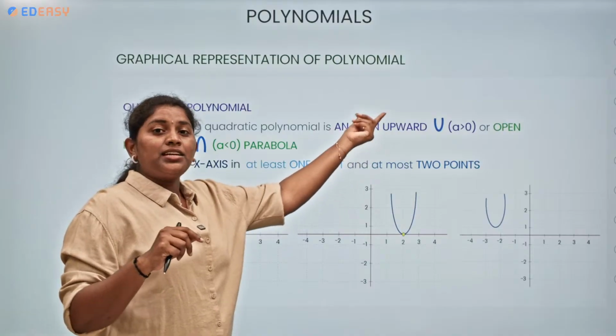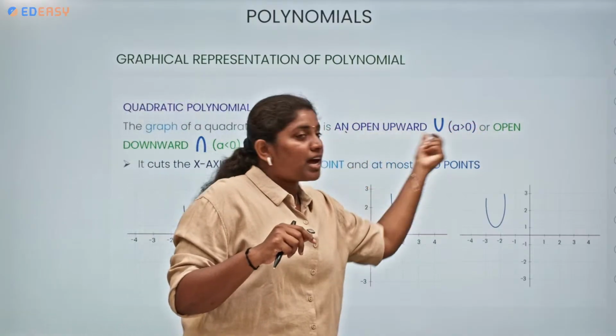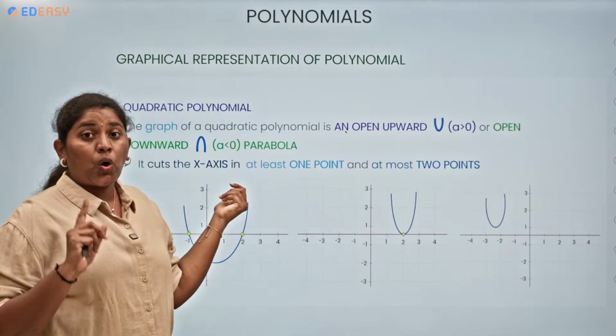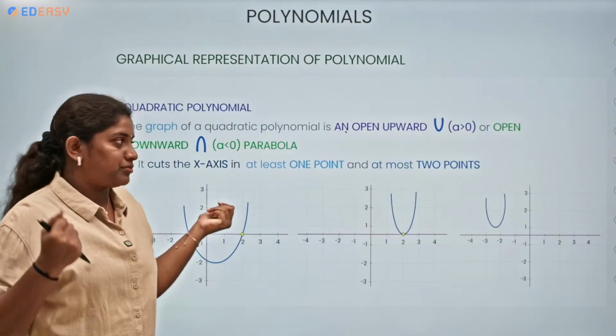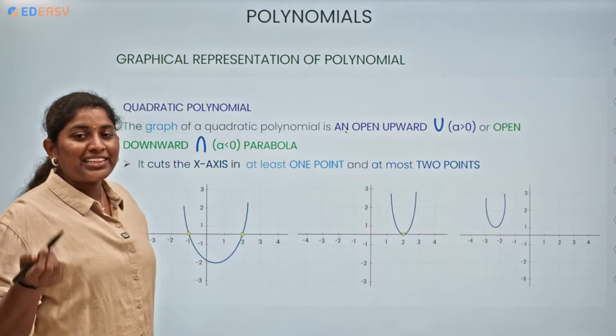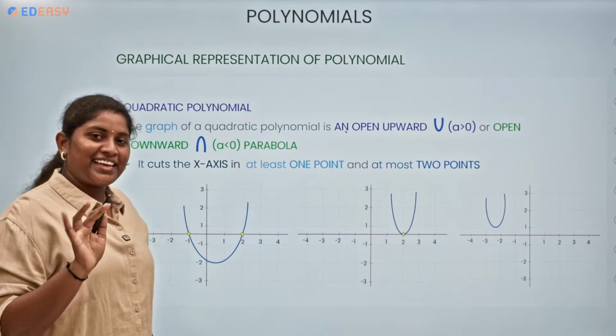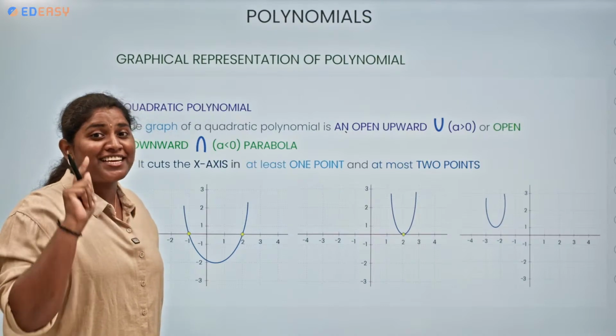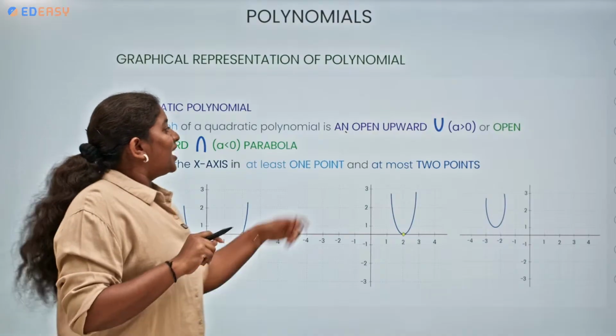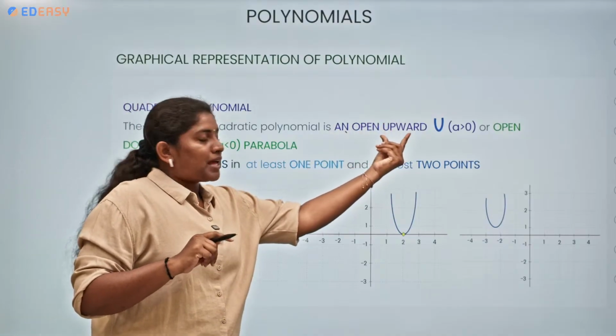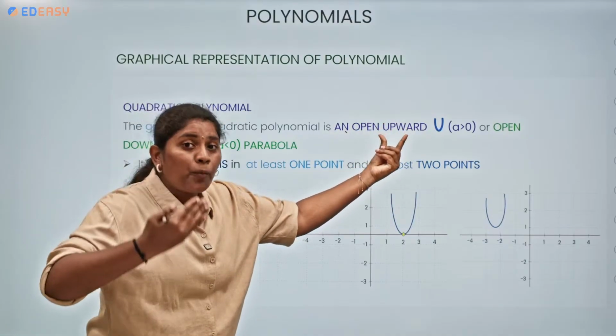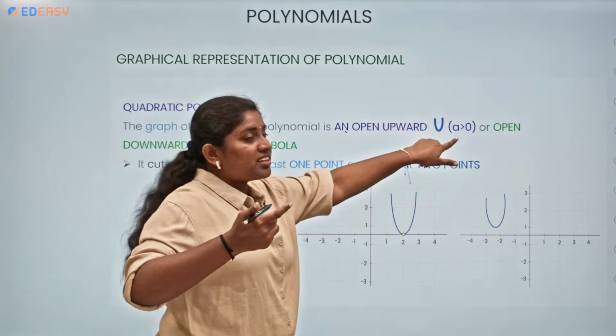It will be either upward parabola or downward parabola. Open upward or open downward. So simply you will think that it is just a U. Yes, remember like that only if it was easy for you. Okay. Now an open upward parabola. When you will be getting the open upward, a is greater than 0.